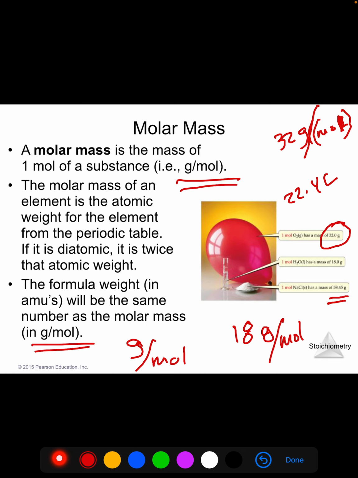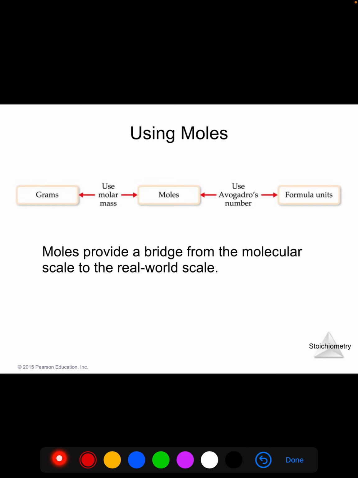So this is very useful. This is what we're going to use for the rest of the chapter. This molar concept and molar mass. And it's important because, like it says here, it provides a bridge from the molecular scale to the real world scale. We have moles, and now we can work in measurable amounts of grams, and we can use Avogadro's number to determine the actual number of formula units for an ionic compound, or molecules for a molecular compound, or atoms for a pure element. And so we use Avogadro's number to find the number of representative particles.